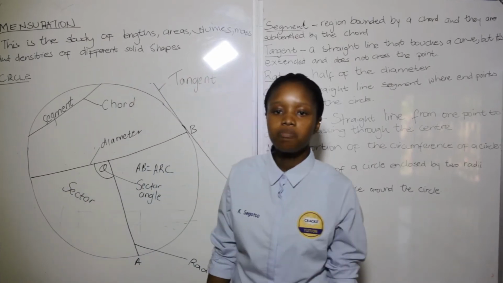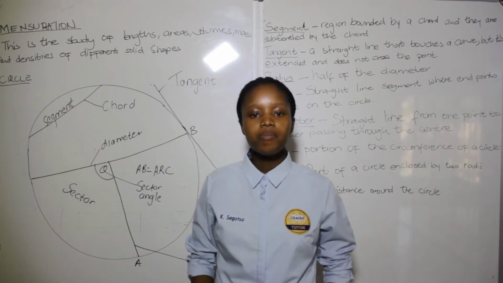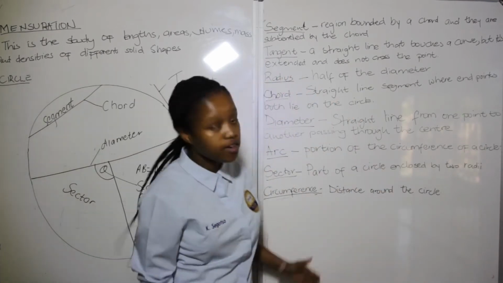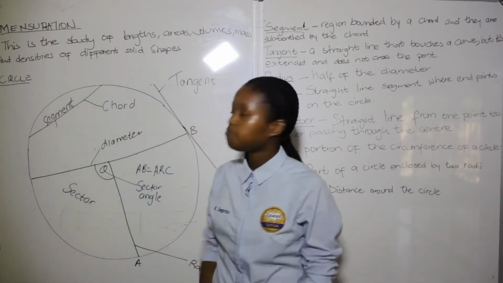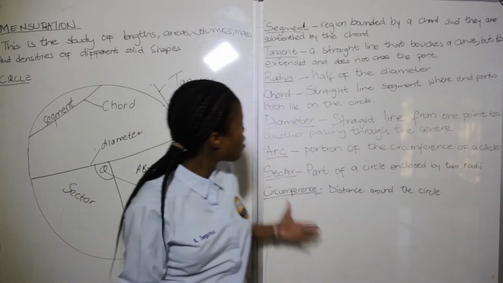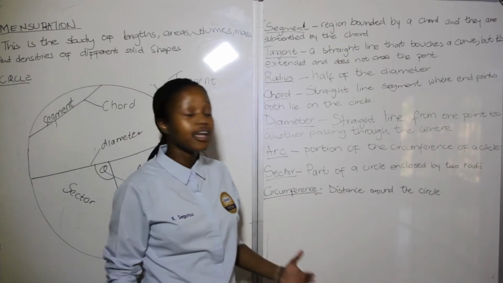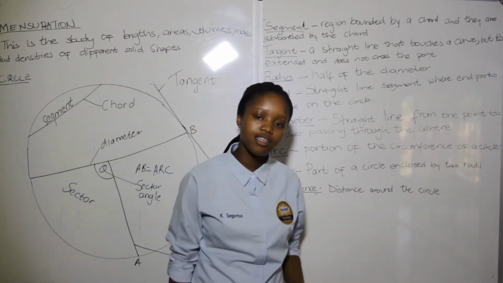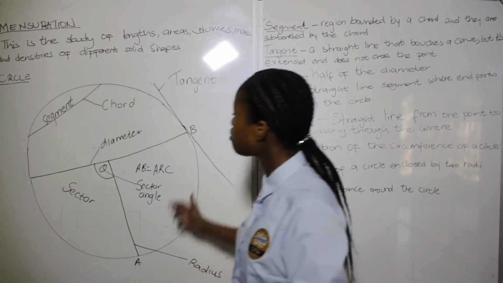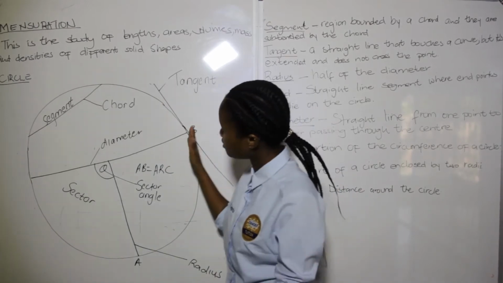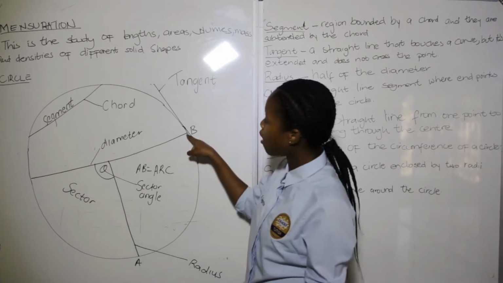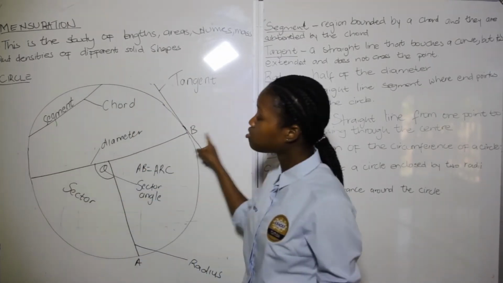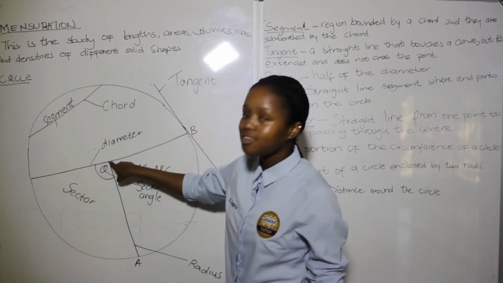So how can we explain a diameter? What can be our definition of the diameter? If you look onto this side, we have different definitions of these parts of a circle. So what can we say a diameter is? A diameter is a straight line from one point to another, passing through the center of the circle. As you can already see, I have named my diameter. It's from one point of a circle to the other point of a circle. And where is it crossing? It's crossing on the center.